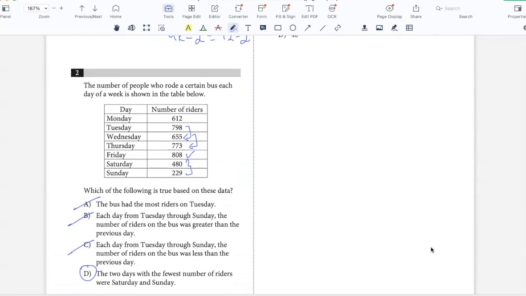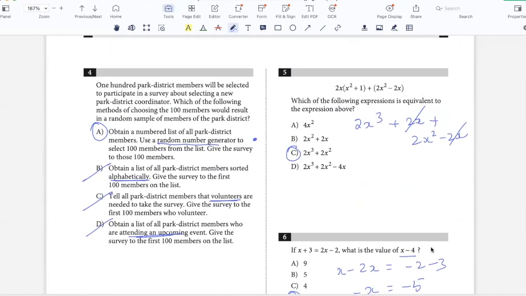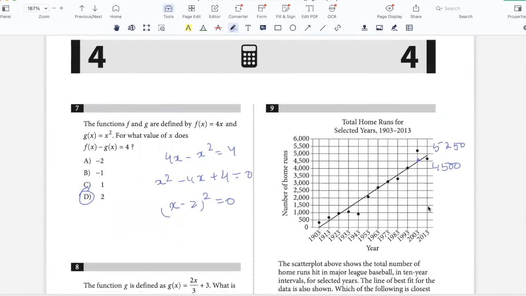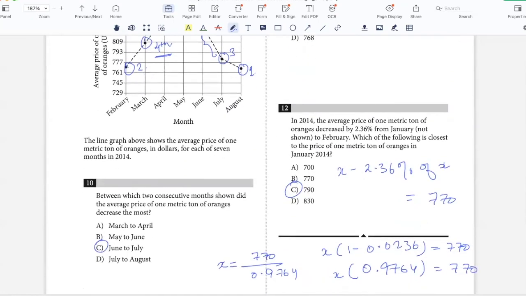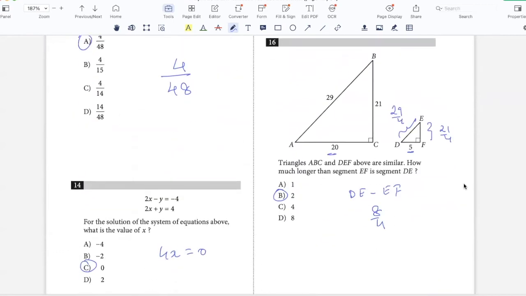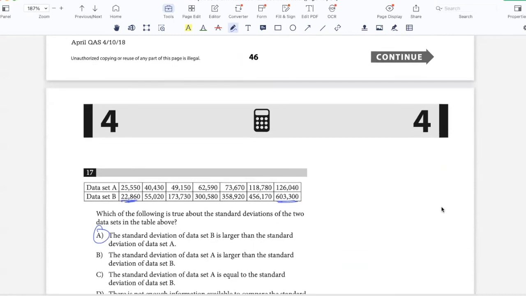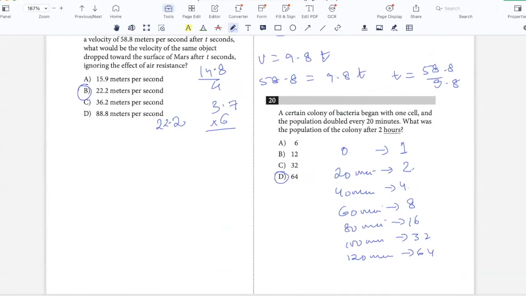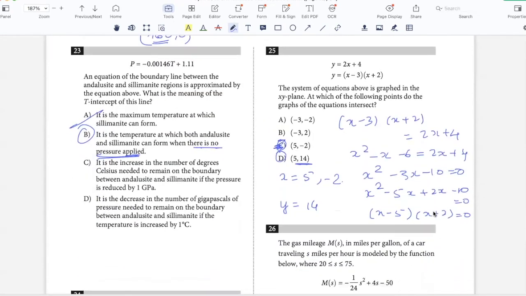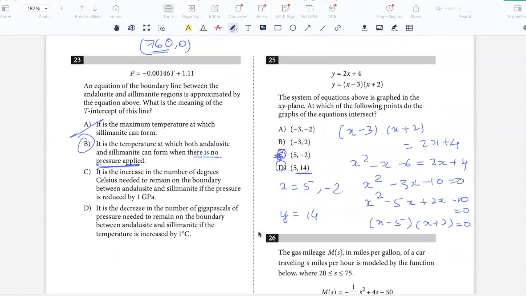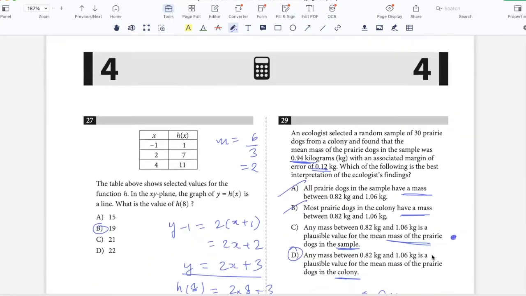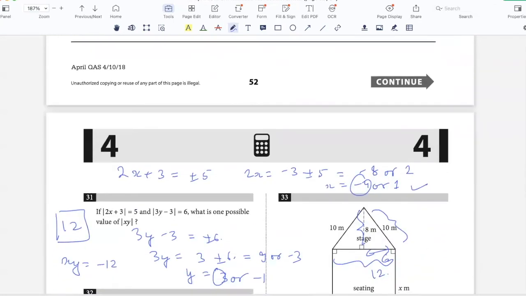BDCAC, DDCCC, C, 11, BCACB, 16, BABDD, 21, CBBD, 26, BBADB. Okay, 31 onwards.